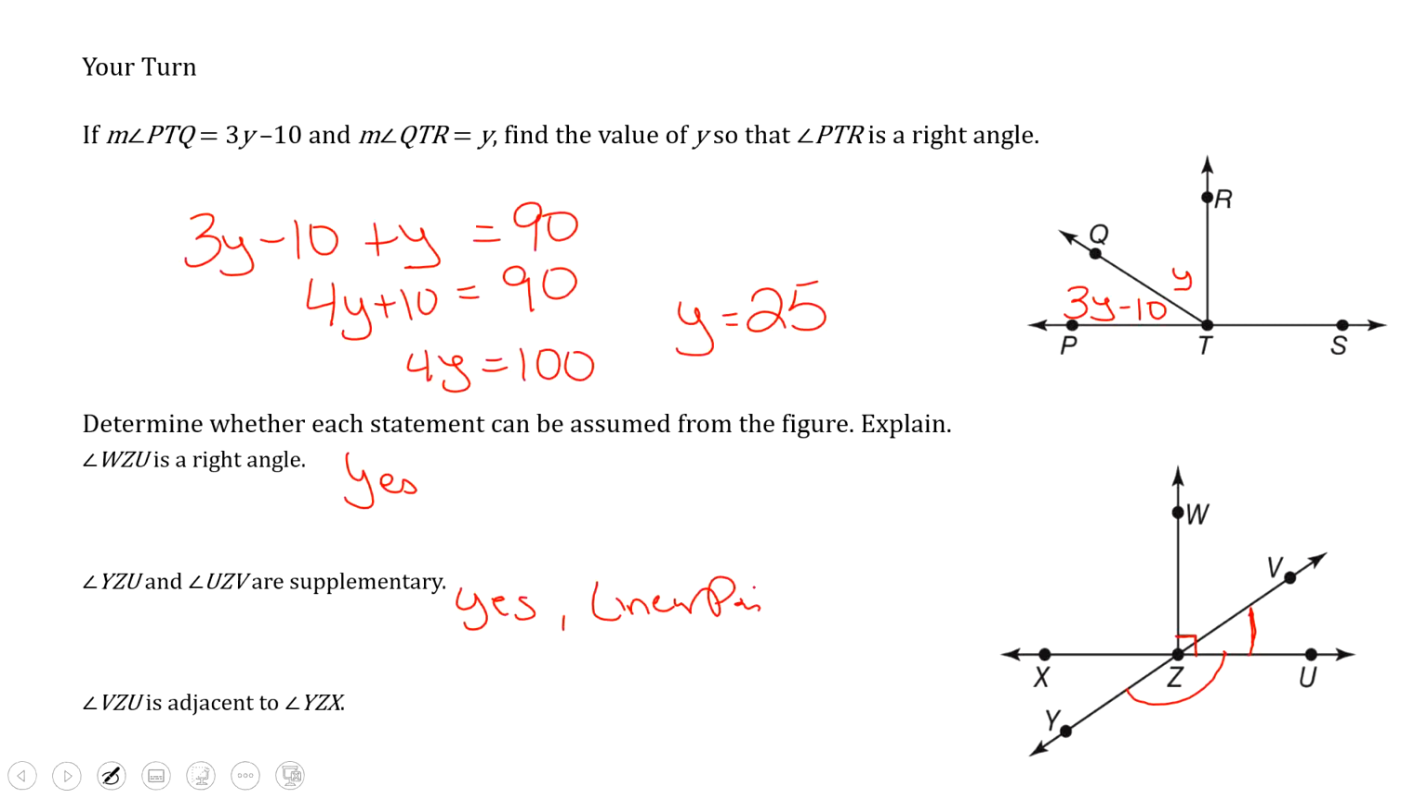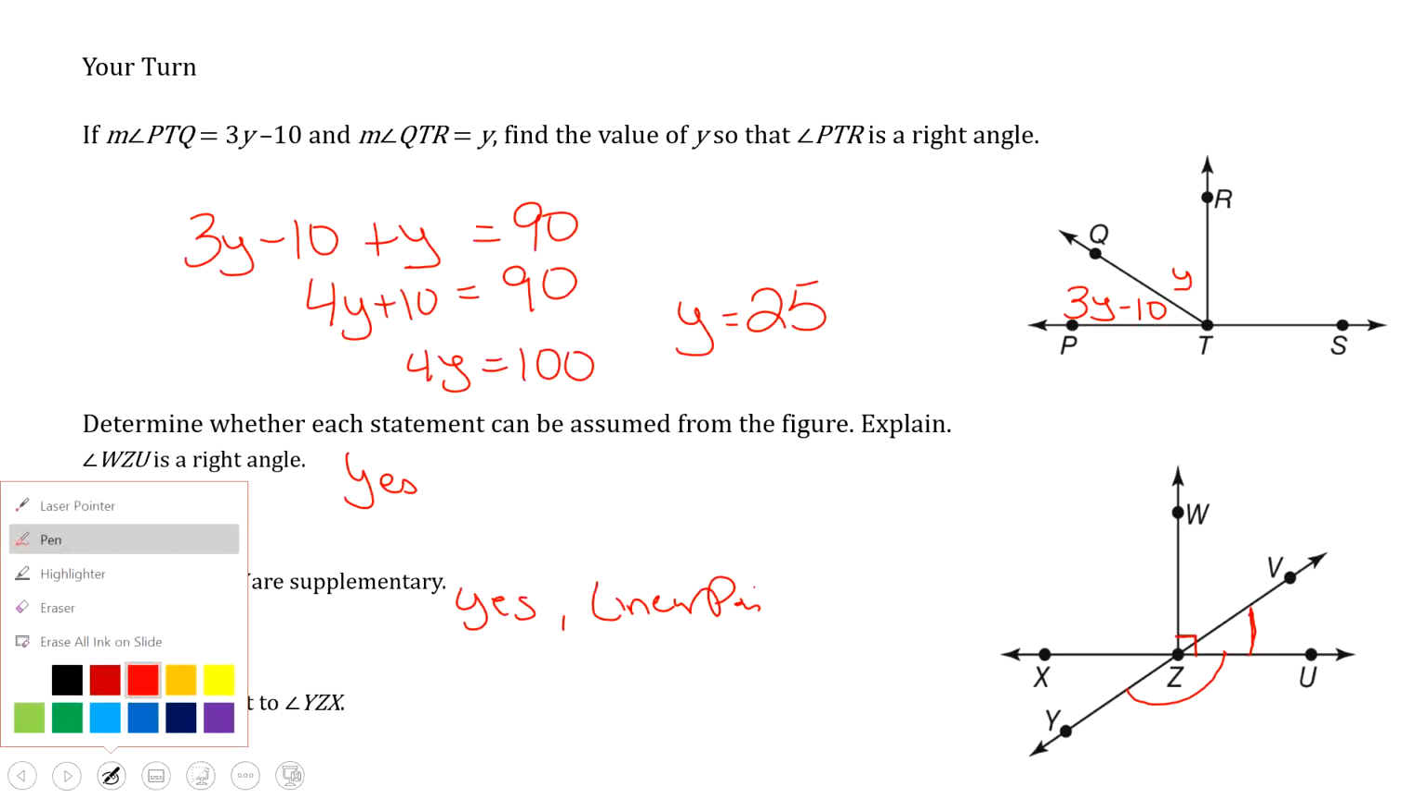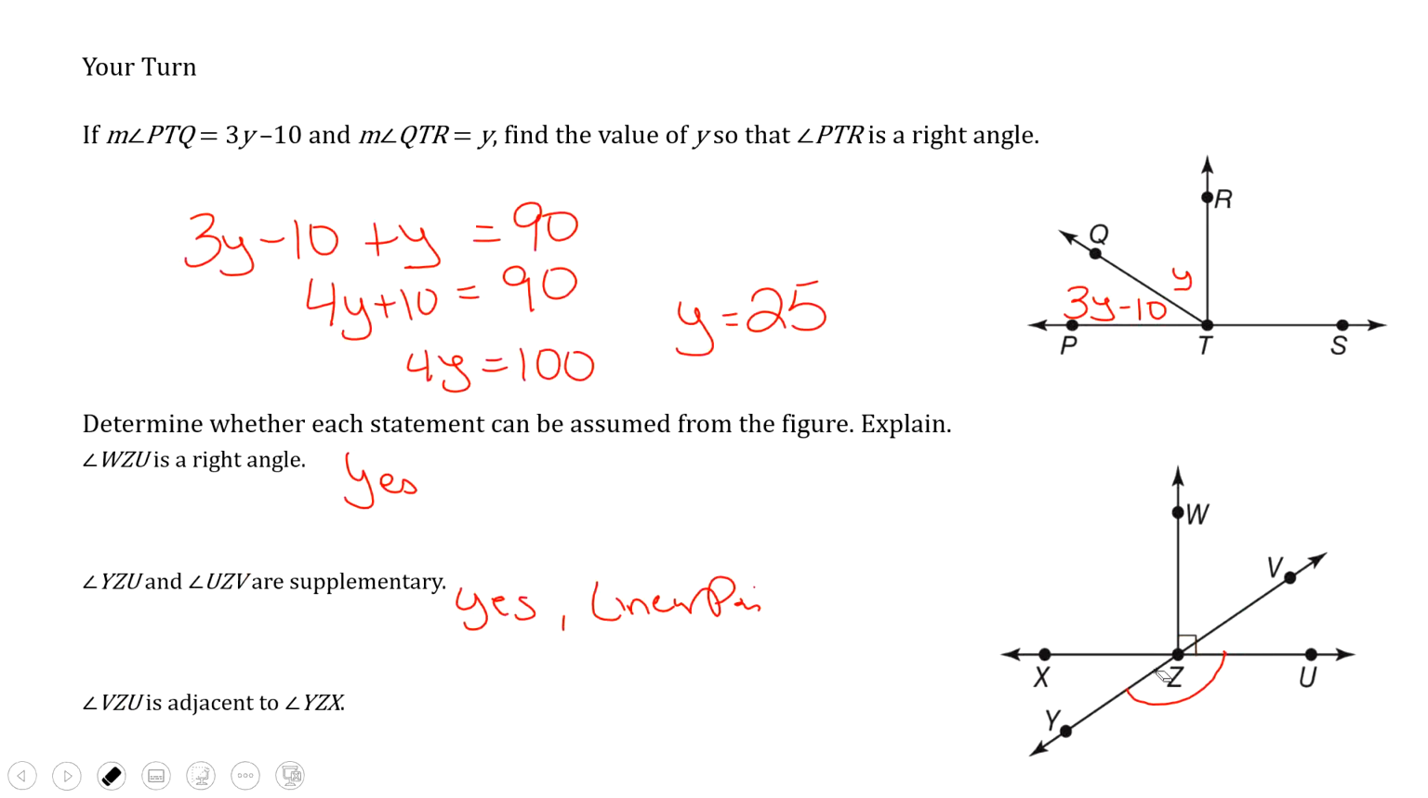And the last one is VZU. Let me erase the stuff I have in there. Is VZU adjacent to YZX? VZU is this angle in yellow. And then YZX, I'll color in purple, is this angle. Are they adjacent? And the answer is no, they do not share any sides in common. What they actually are is vertical angles.